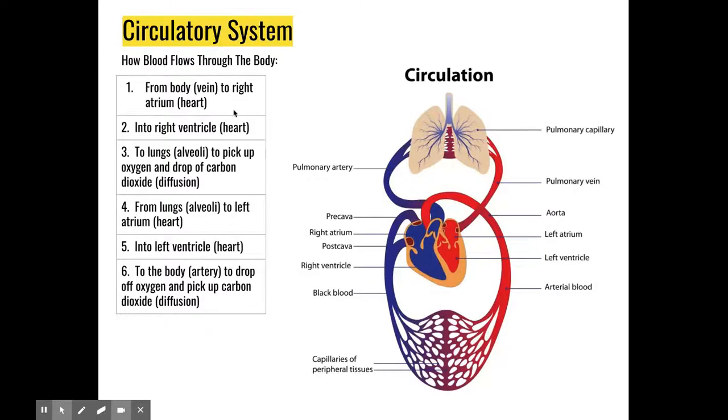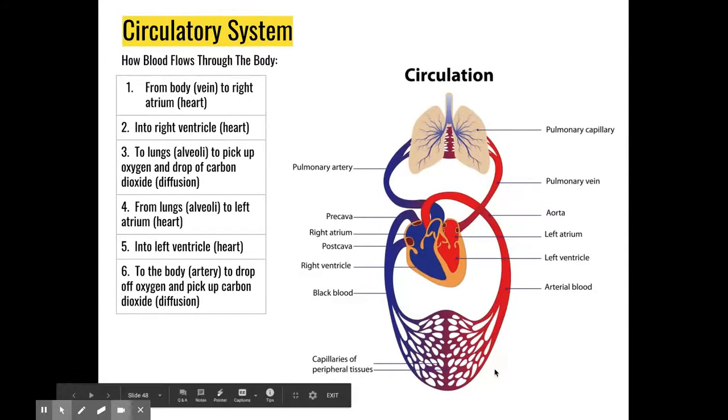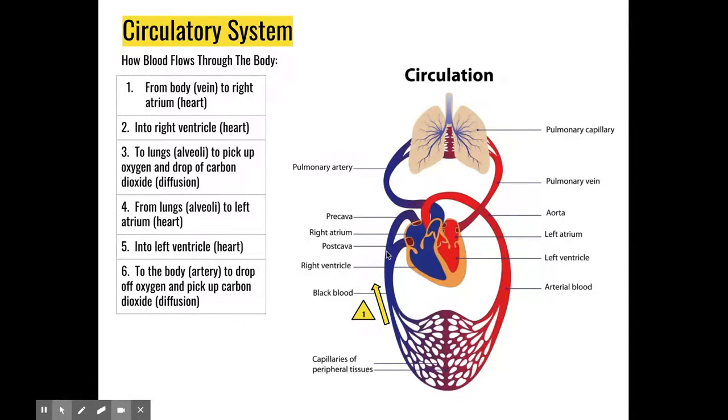Like I said, I'm starting from your body, and I'm going in a vein, and I'm moving towards the right atrium of the heart. So down here, I'm going to say there are some cells in your body, and these capillaries are surrounding those cells in your body. So what we've done is we've dropped off the oxygen on this side, and we've picked up the carbon dioxide. So we are in a vein, we are carrying oxygen-poor blood, and it is moving towards the heart.